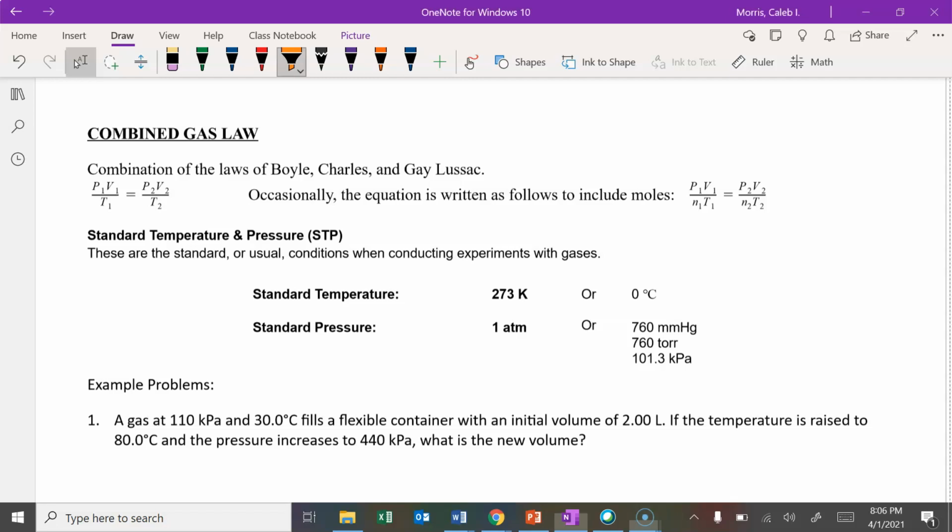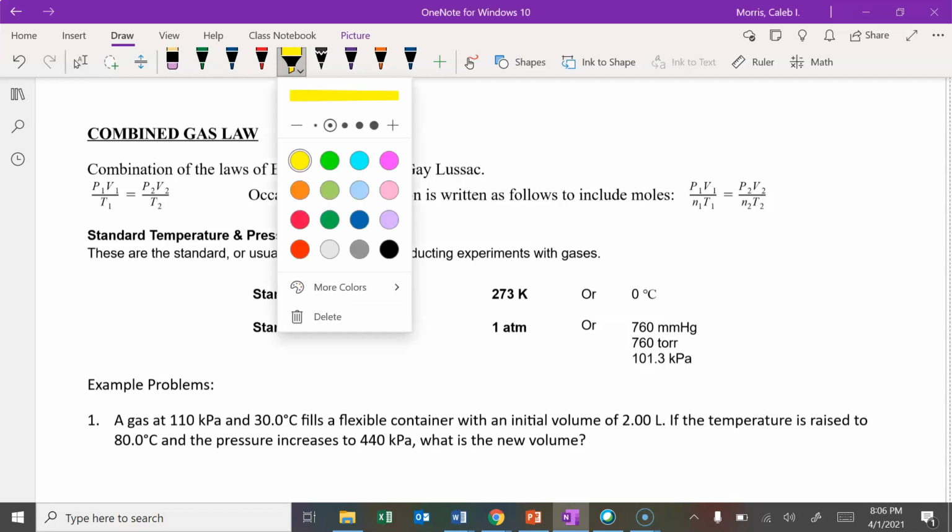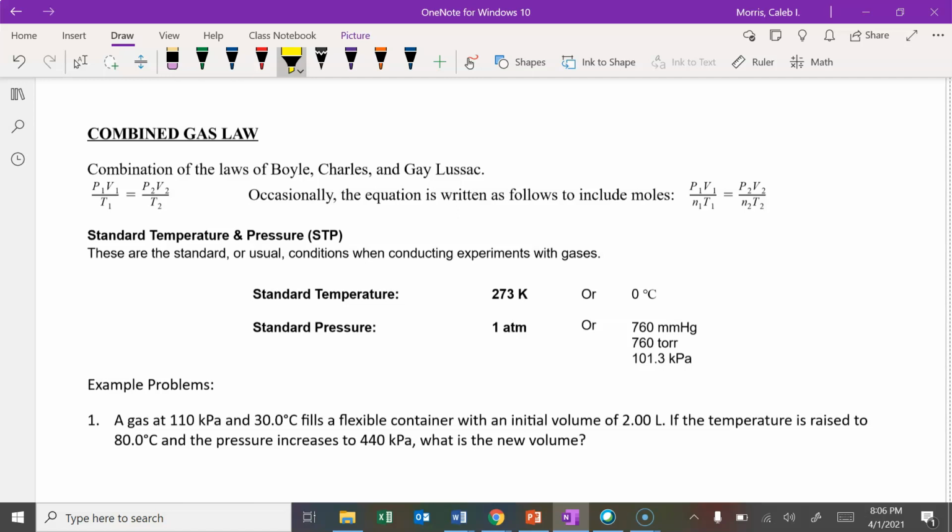So what is the combined gas law? It's a combination of the laws that we've been talking about. It's usually a combination of Boyle's, Charles's, and Gay-Lussac's law. So pressure, volume, and temperature. But occasionally it can also include Avogadro's law. If you have that version, you can actually derive all of the laws from it.